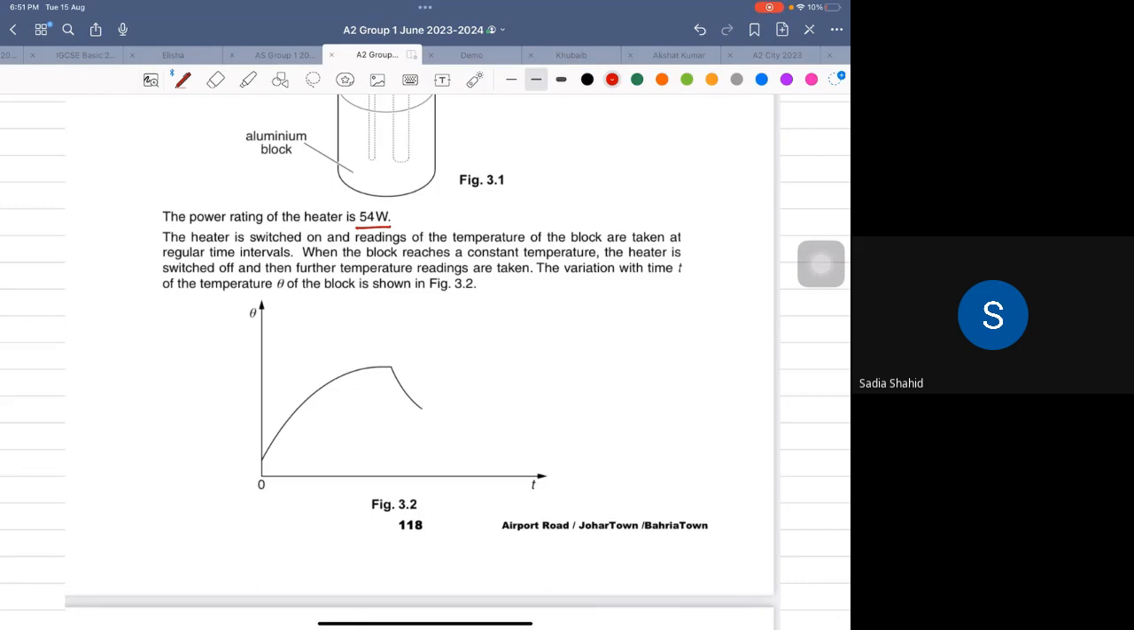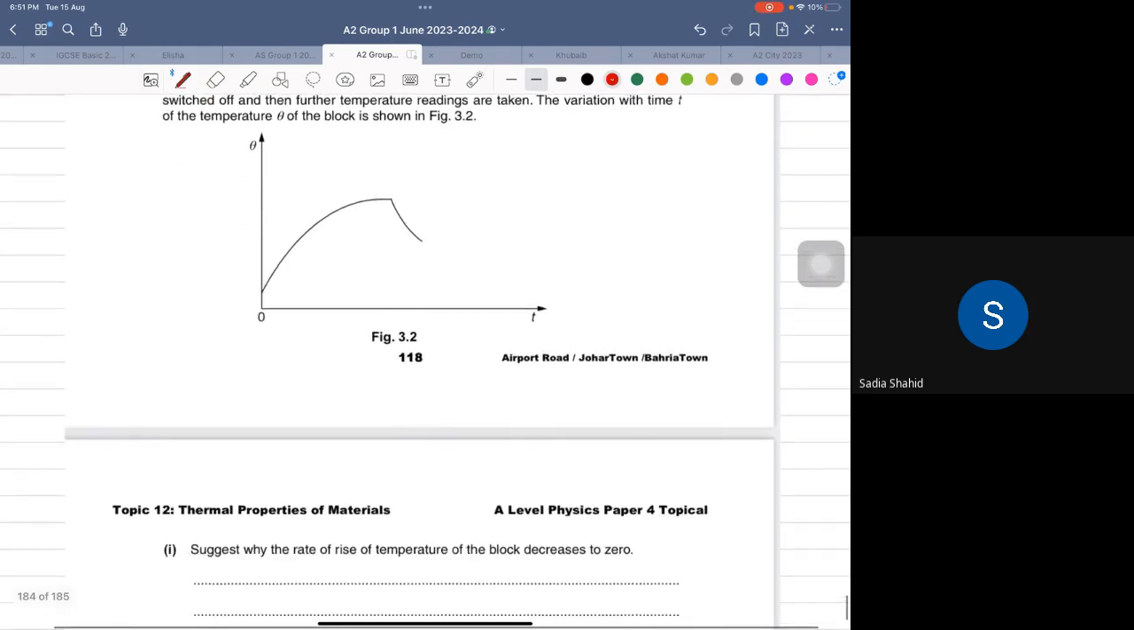Now going to the next, it says the heater is switched on and the temperature readings of the block are taken at regular time intervals. When the block reaches a constant temperature, the heater is switched off and then further temperature readings are taken. The variation with time t of the block's temperature is shown like this. So this is temperature and this is time t.